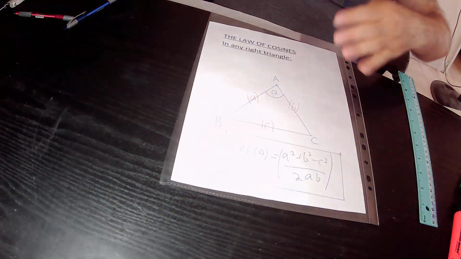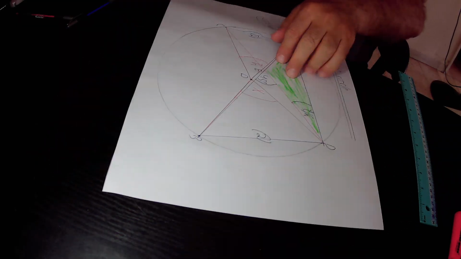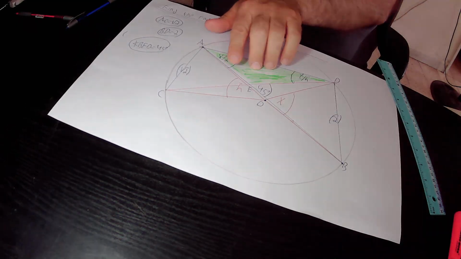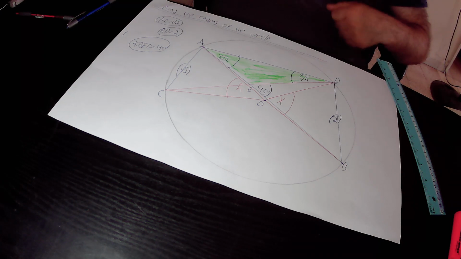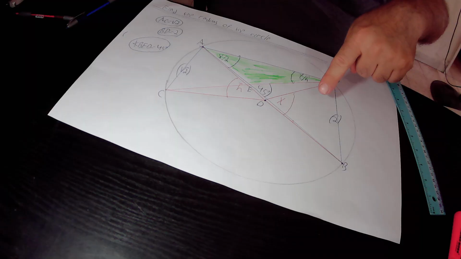So we can actually implement the law of cosines in any triangle, and therefore we can implement the law of cosines in this triangle BOD. So I'll copy this triangle BOD in a new page, and we'll implement the law of cosines in this triangle BOD.